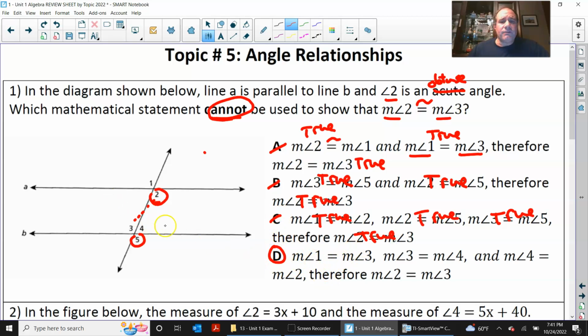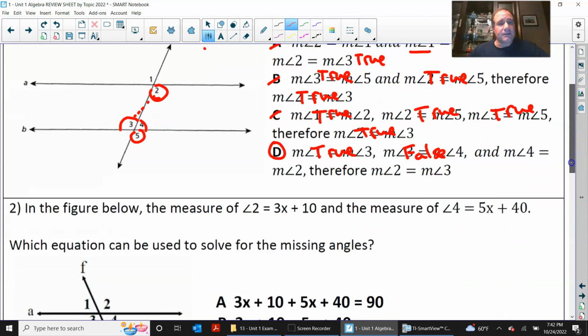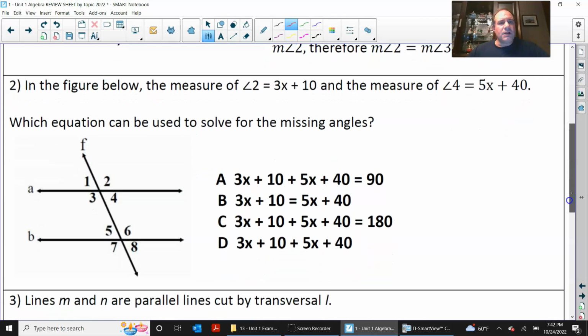So let's see. Measure of angle 1 is equal to the measure of angle 3. That is true. I'm going to put that as true. Measure of angle 3 is equal to the measure of angle 4. It is not. That's false. Measure of angle 3 is an obtuse angle. Measure of angle 4 is an acute angle. Those are not equal angles. They're not congruent. They are supplementary angles. Supplementary angles are not equal to each other. This is the one that cannot be used. It's D.